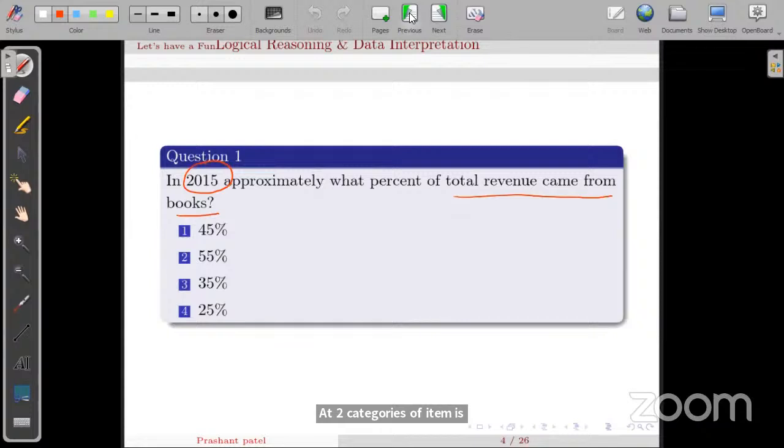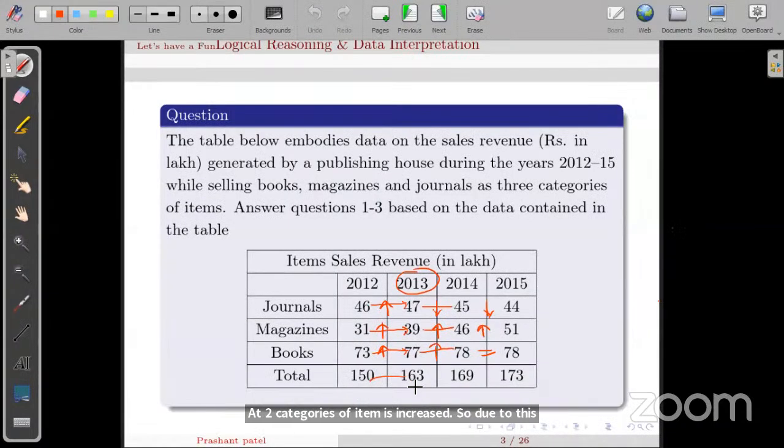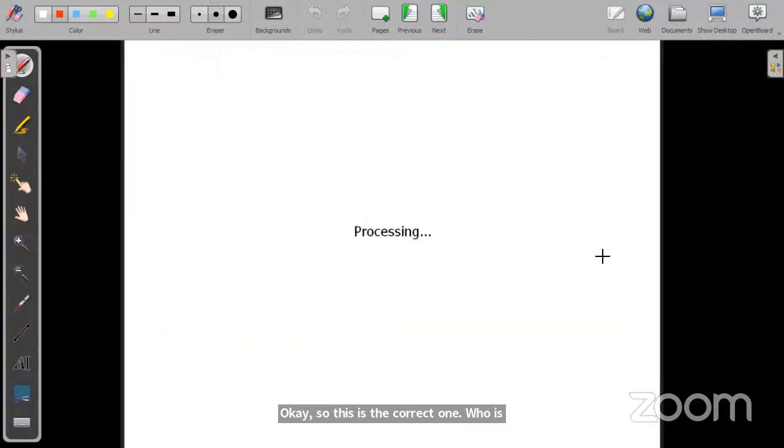So due to this data we have been given, we can easily see that here it is increasing from 2000, and here in 2 items it is not there. 14 to 15, if we can say this is equal, only in 1 item it is increased. Here it is 3 items, here it is 2 items. So in 2 items, 2012 to 2013 and 2013 to 2014 it is increased. Okay, so this is the correct one. 2 is the correct answer. Yeah.